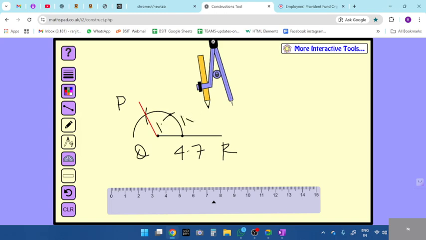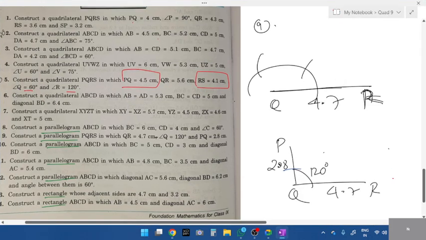120 degrees, right? That's 120 here. Inside you'll write 120. Okay, now I need to complete 2 more lines. Any other values given in this question? Ninth question. Yeah, PQ is done. PQ is 2.8. Who can answer this? It's a parallelogram. What is the property of a parallelogram? Yes, very good. Opposite sides are equal. If QR is 4.7, what will be the value of PS? Imagine S is here. So PS will be 4.7.